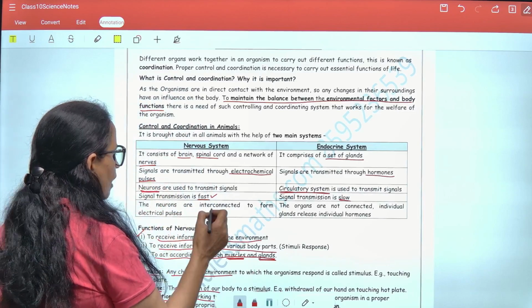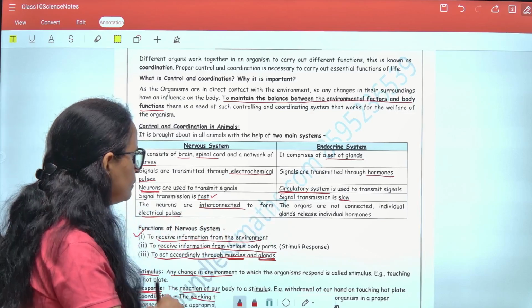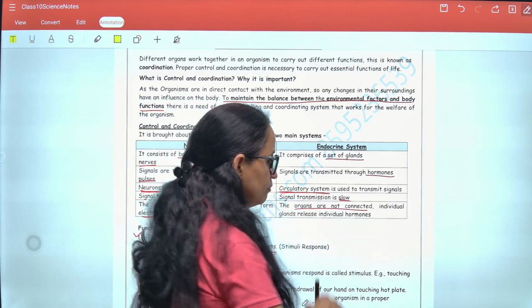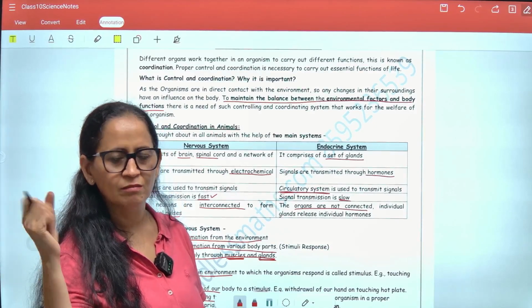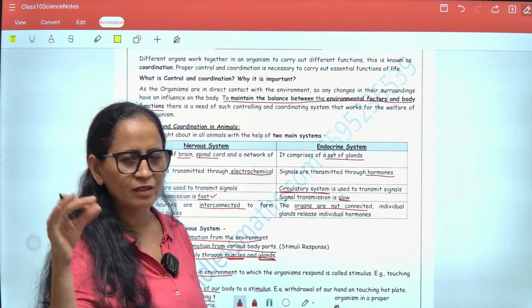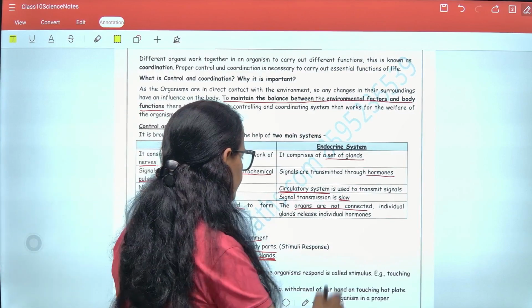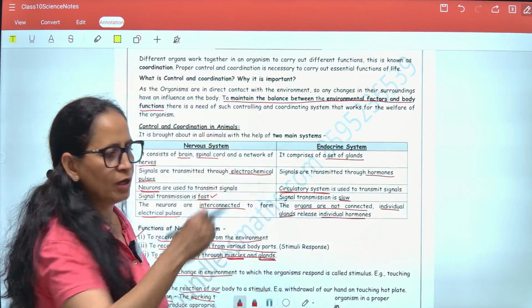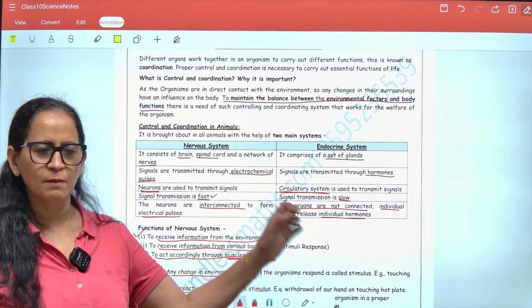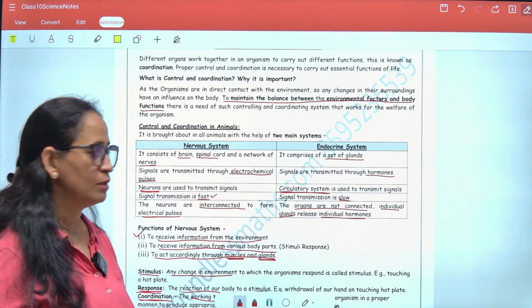The neurons are interconnected to form electrical impulses, and the organs are not connected. Like in this example, the heart is not connected to my sweat glands, but they are working together. It is not connected to my muscles, but they are working together. So individual glands release individual hormones, and all the hormones also are individual. They are separate organs, separate parts, and they release their hormones into the bloodstream.